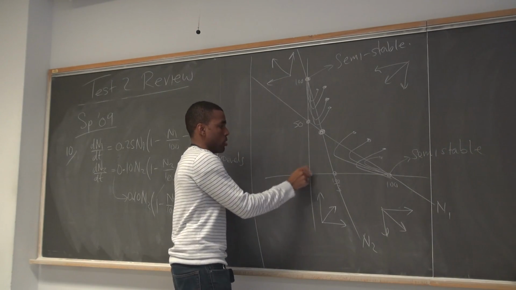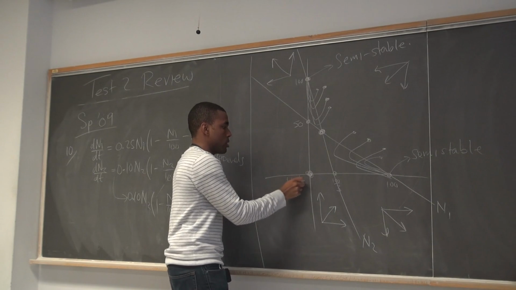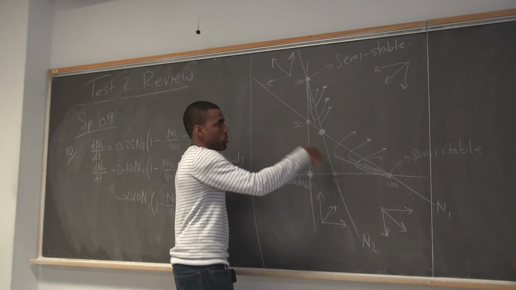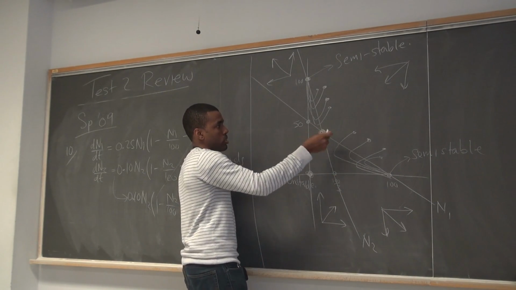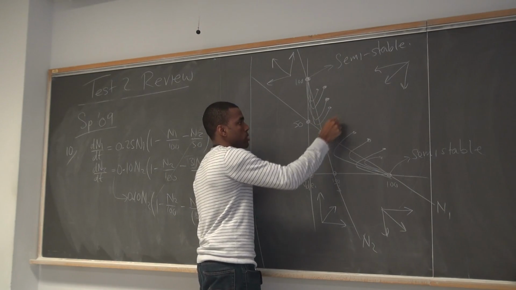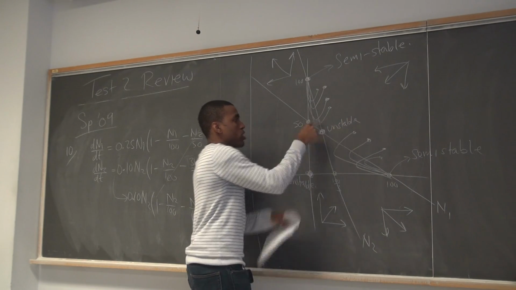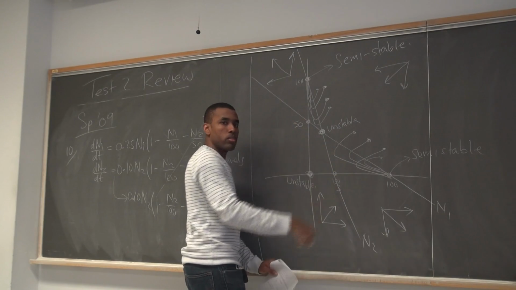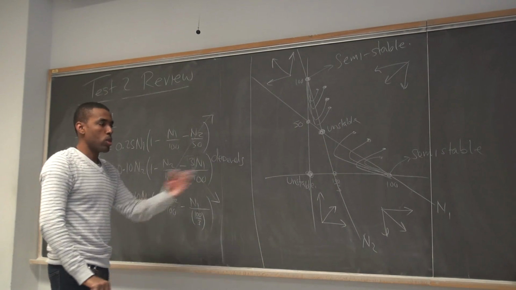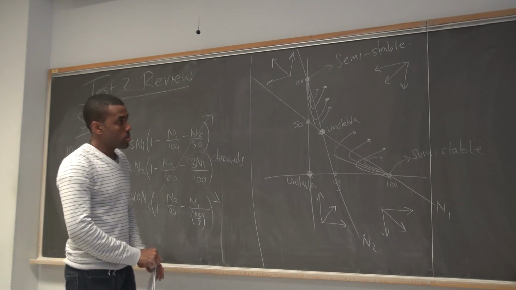This one, the origin, is of course unstable, because you're always moving away from the origin, and this one is also unstable. Right? Because whether you're above or below, you're running away from it. That's how we define stability, if you go towards it or not.